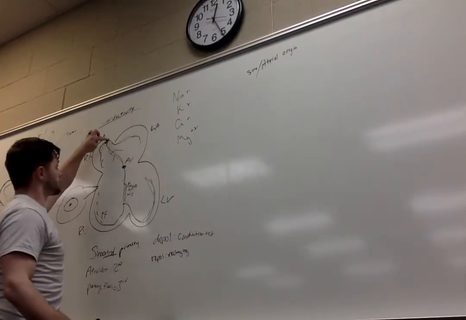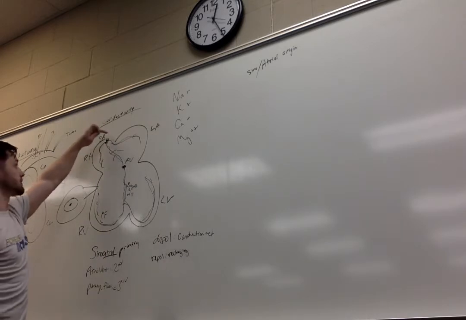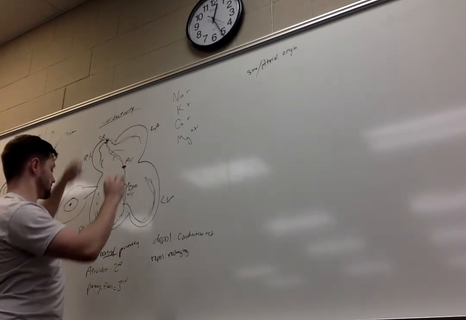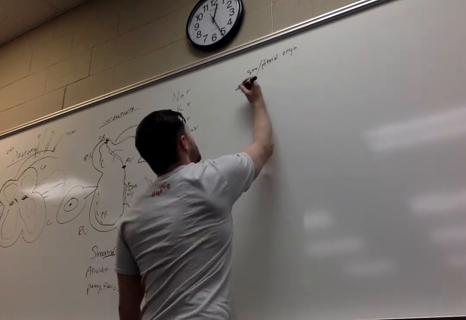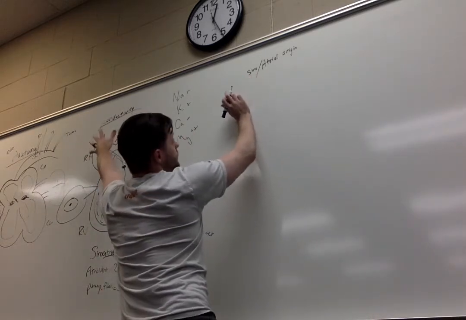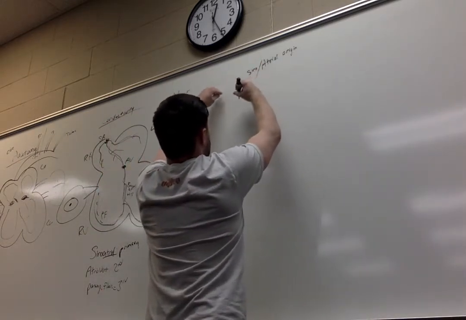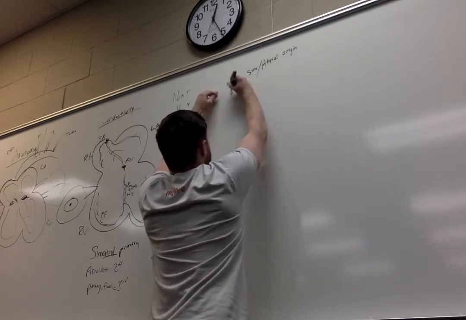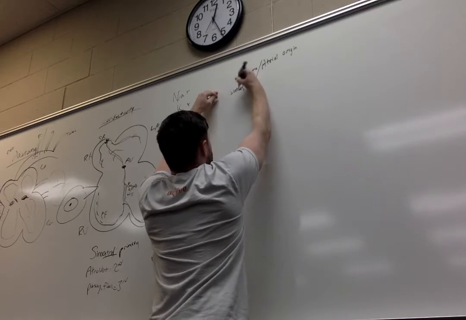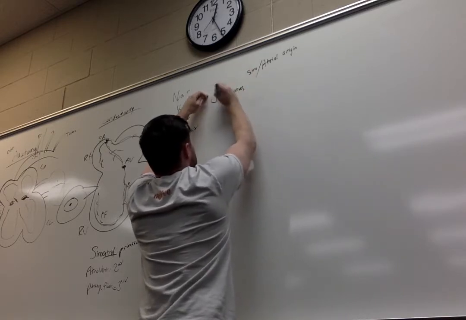Everything's originating from this pacemaker, the sinoatrial pacemaker. We're talking about atrial rhythms. Okay, so when we have a depolarization from the SA node, it's sinoatrial rhythm. We're going to have sinus, normal. This is normal sinus rhythm.